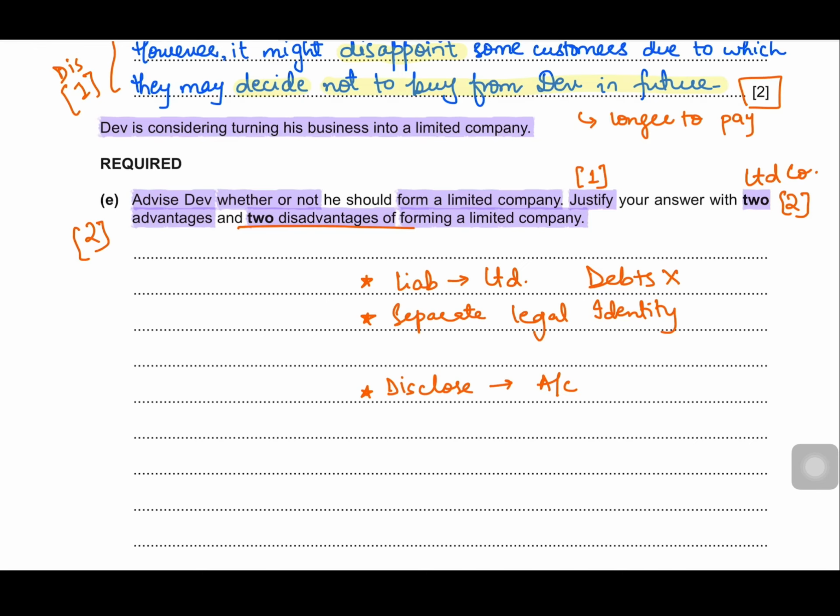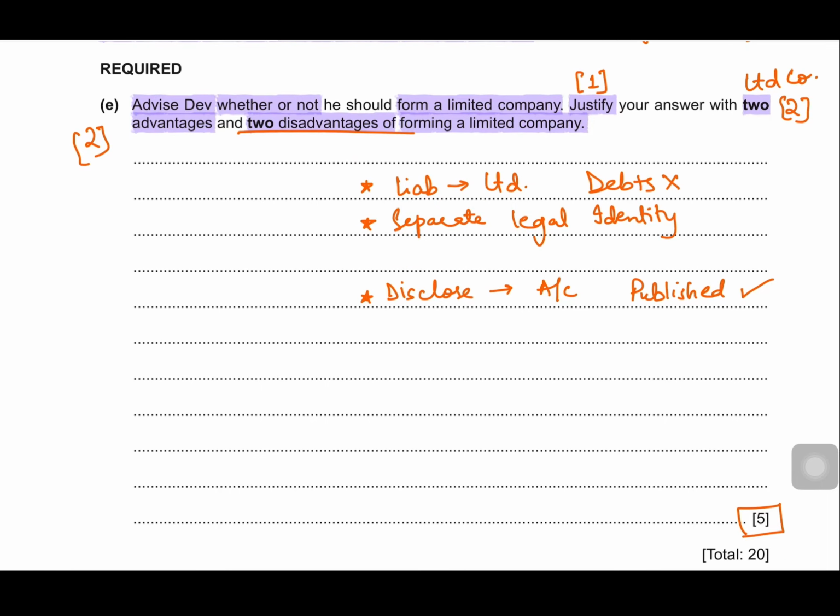However, in a company, we know that the accounts are published. A limited company's accounts are published and they are available to the relevant stakeholders. Anybody can see them, even your competitors sometimes. And so, everyone knows what is going on in your business.